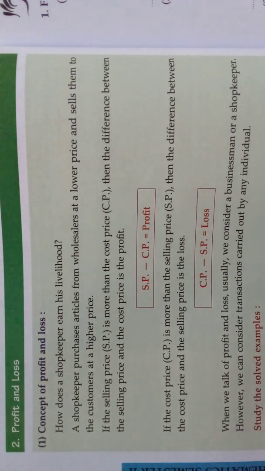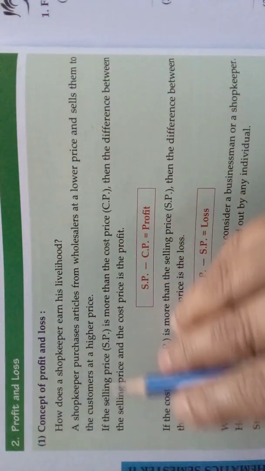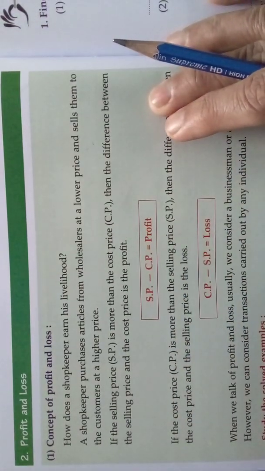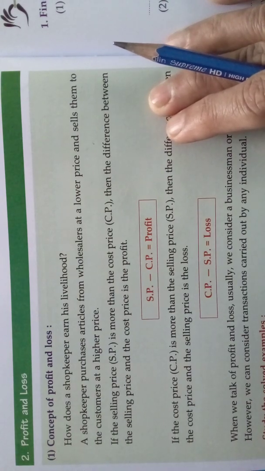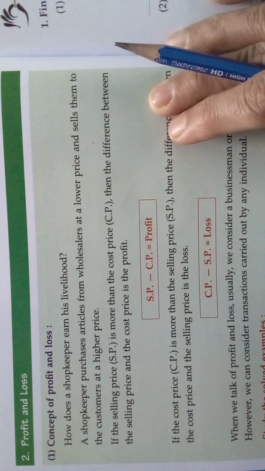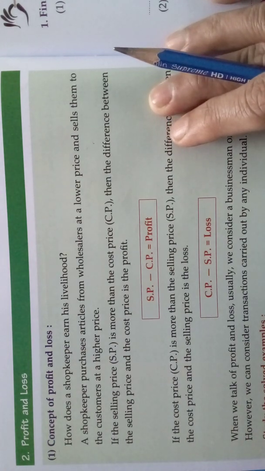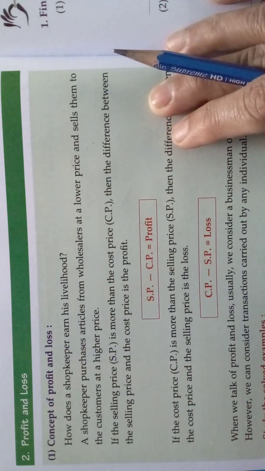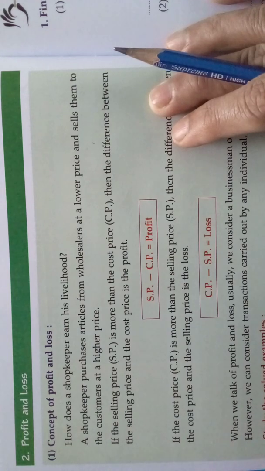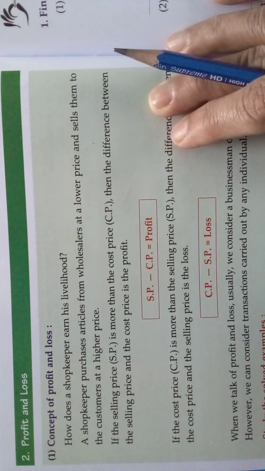So this shopkeeper purchases the articles from those wholesalers at a lower price and sells them to the customers at a higher price. That is why most of the people would buy at the wholesale price only, because they can get it at a lower price. But we can't go for all the things, because wholesalers' shops will be far away from us. That's why we go to shops and purchase the things.